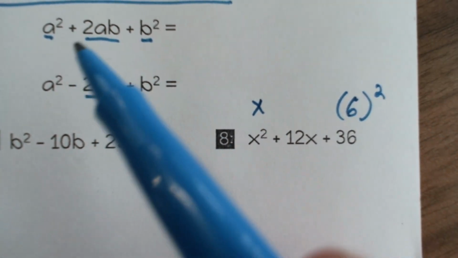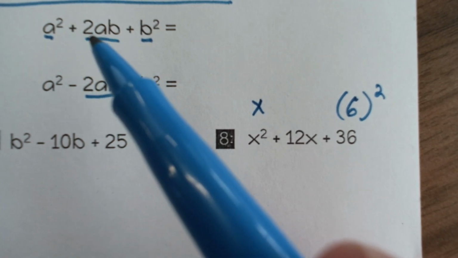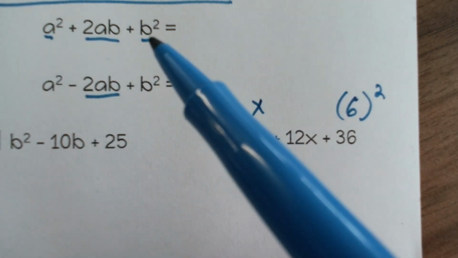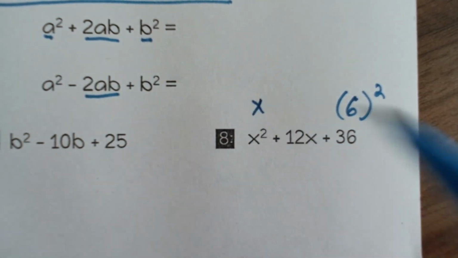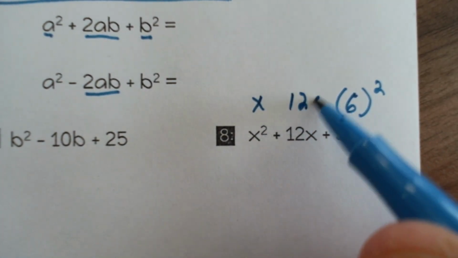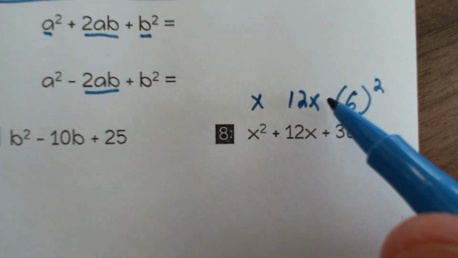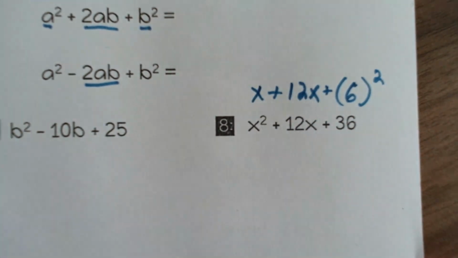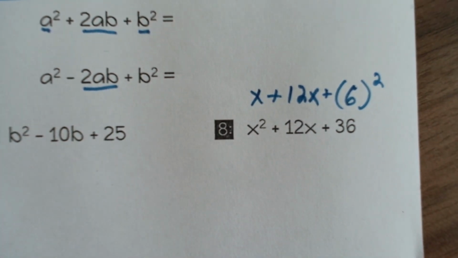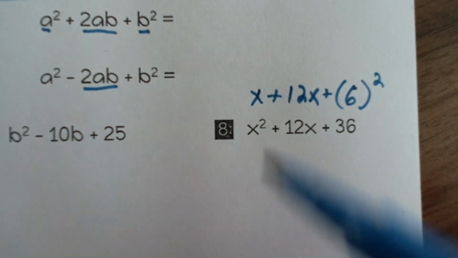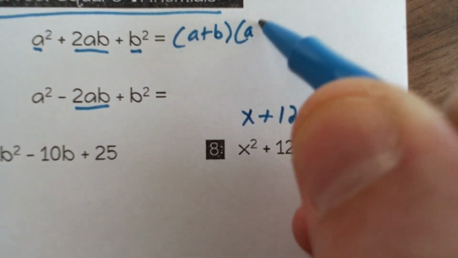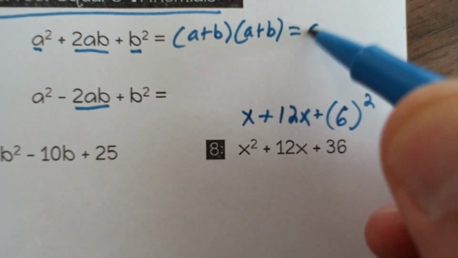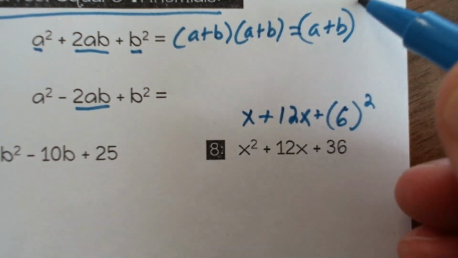And the part in the middle is doubled and then multiplied by the A value and the B value. So my B value was 6. I have to double it, so 6 times 2 is 12. And then multiply by my A value, that is 12x. And this is all addition. So if I go through the factoring process, this is going to end up as A plus B times A plus B, or A plus B squared.